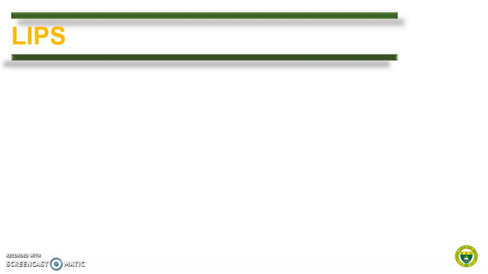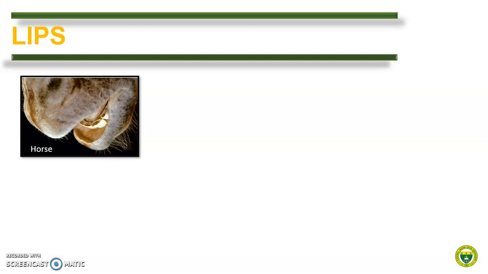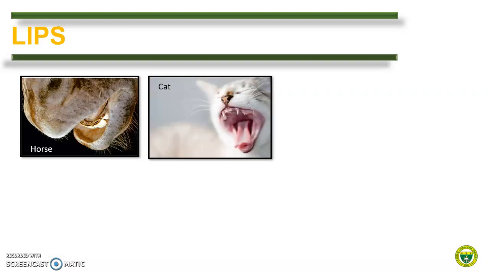The form of the lip is determined by the diet and the feeding habits. In horse, the lips are used for collecting food and introducing it to the mouth. Thus, they have mobile and sensitive lips. Cat uses teeth and tongue as prehensile organs. Thus, lips are less mobile and reduced.